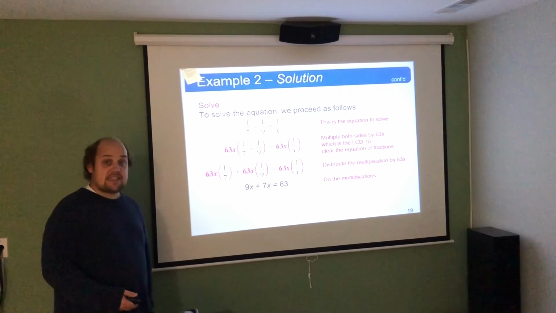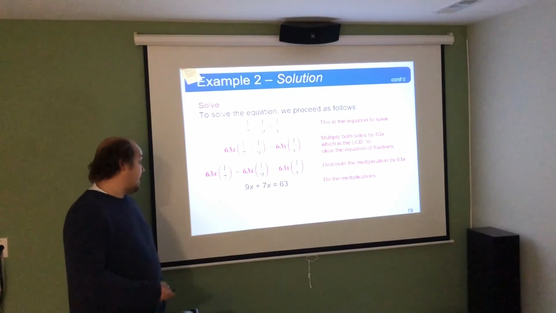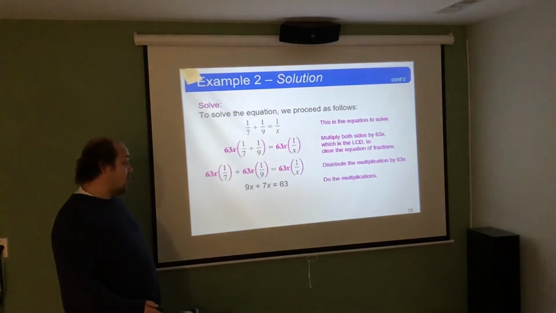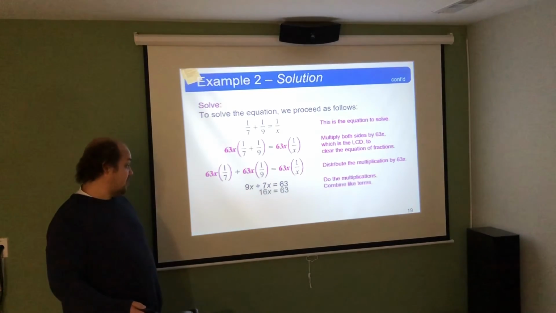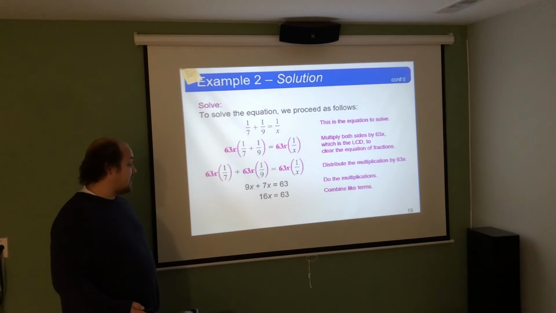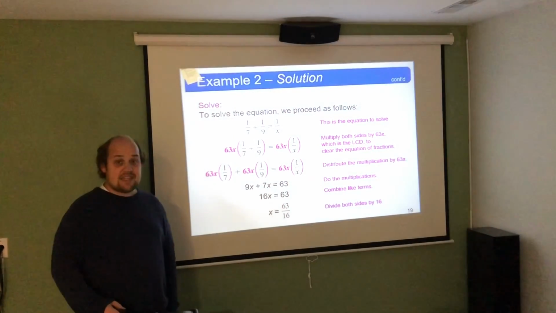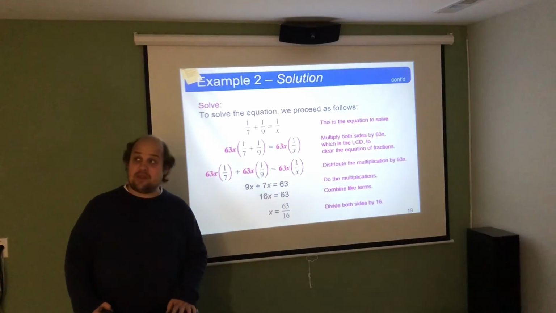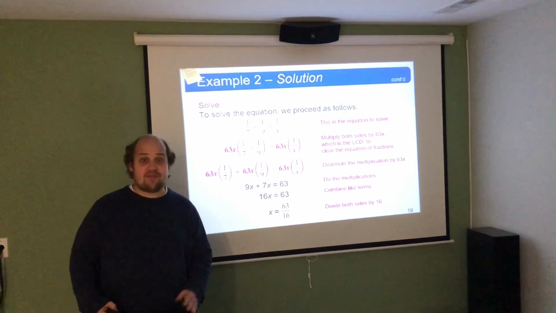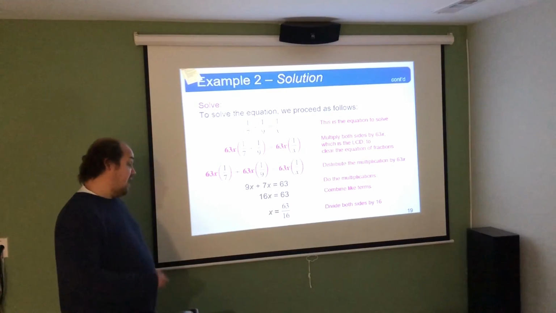Always on the left-hand side, you'll have like terms that can be combined. In this case, 9 plus 7, which gives me 16x. I then just need to divide by what's in front of the x to get my final answer. So 16x equals 63. If I divide by 16, that means that it takes them 63 over 16 days, or right around 3.94 or something like that. Basically, it's going to be just shy of 4 days.